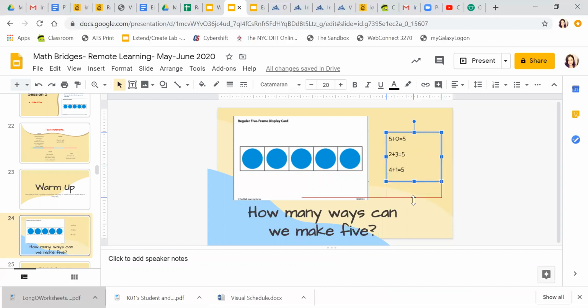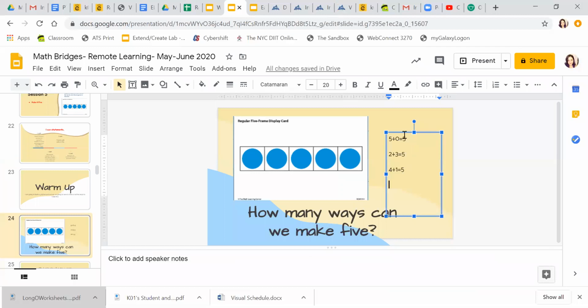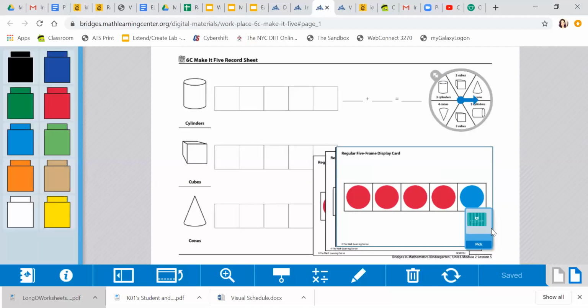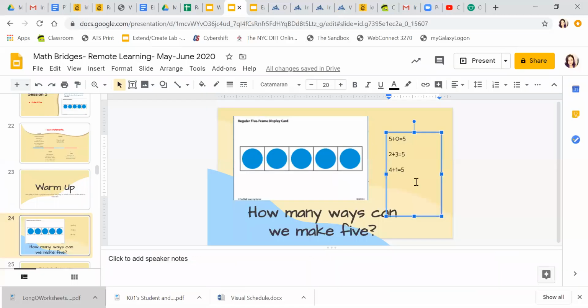Okay, we're thinking of all the ways that we can make 5. And we're going to look at it here too because we can. Oh, wait a minute. How many reds do you see now? 1, 2, 3. And how many blues? 2. So 3 plus 2 is equal to 5. Let's go back. 3 plus 2 equals 5.